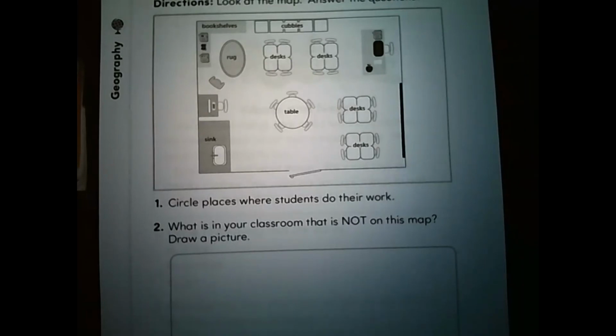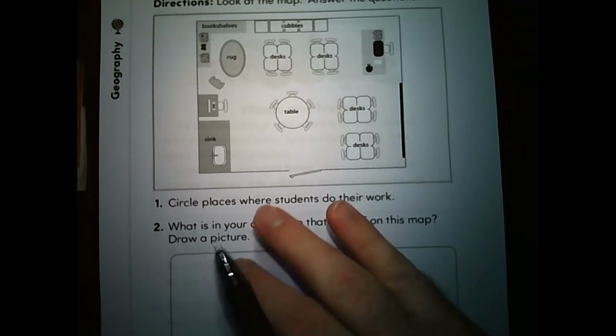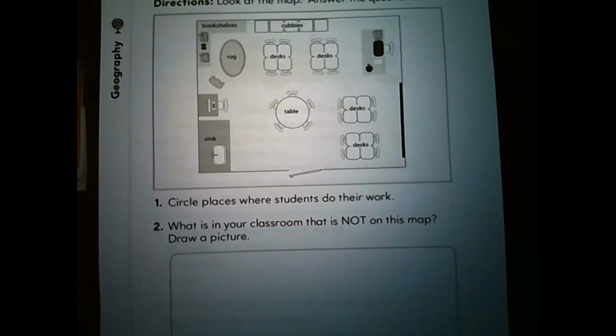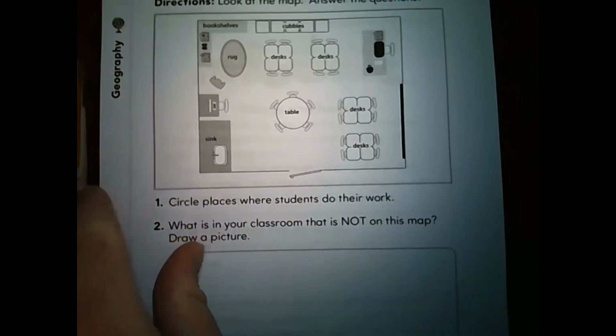So again, you're going to be circling places where students work, and then you're either going to be drawing a picture of things that are in our classroom but aren't on this map, or you're going to be listing 1, 2, 3 things that you'll find in our class. All right. And while you are doing that, I'm going to move on.